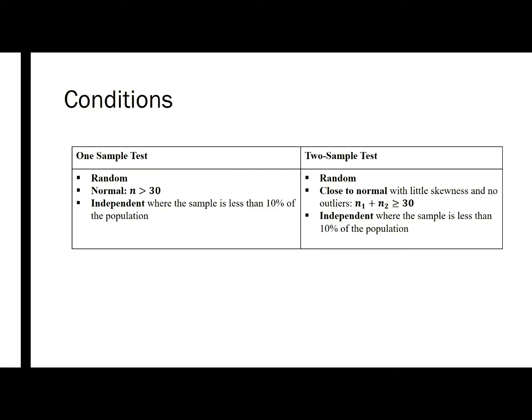For a one sample test, it will need to be random, normal, which means the sample is greater than 30, and independent, where the sample is less than 10% of the population. For a two-sample test, it'll also need to be random. It'll have to be close to normal with little skewness and no outliers, and it will also have to be independent, where the sample is less than 10% of the population.